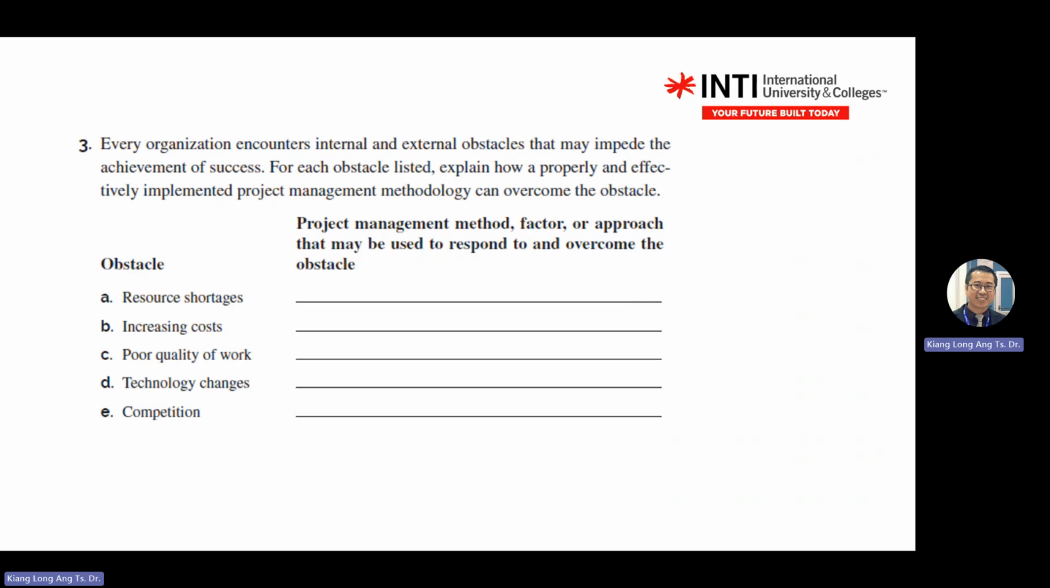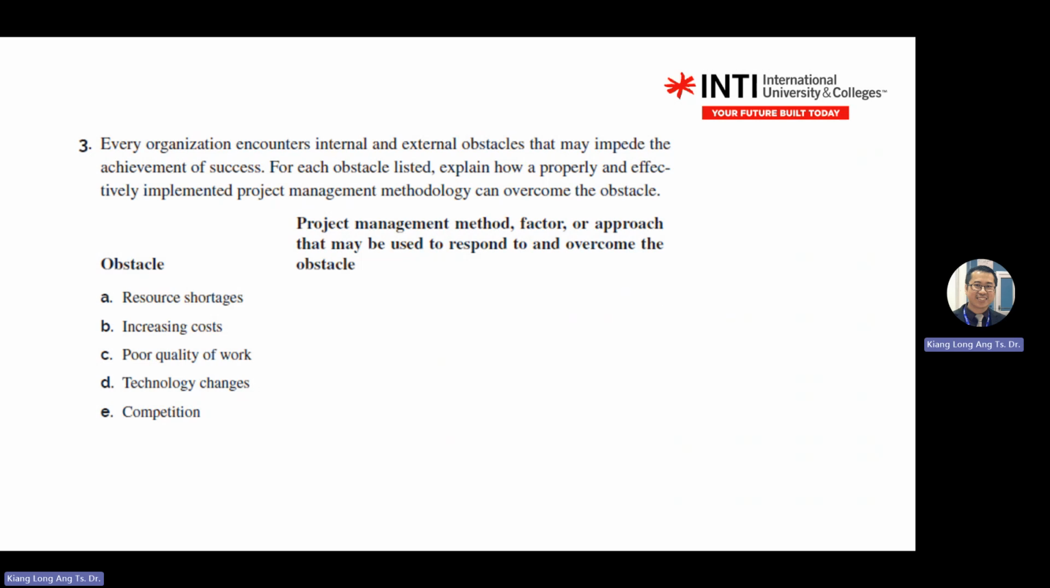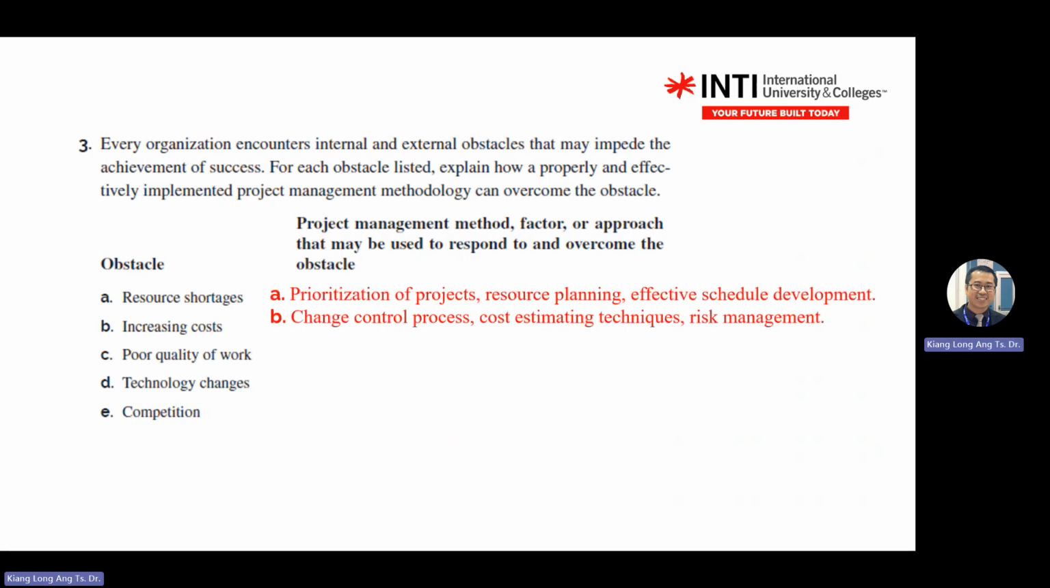Project management methodology means a method or tools or models or theory to overcome the problem. So for obstacles, you have 5 here: shortage, cost, poor quality of work, technology changes, and completion. So what project management method can be used to overcome them? So I'll just give you the answer.